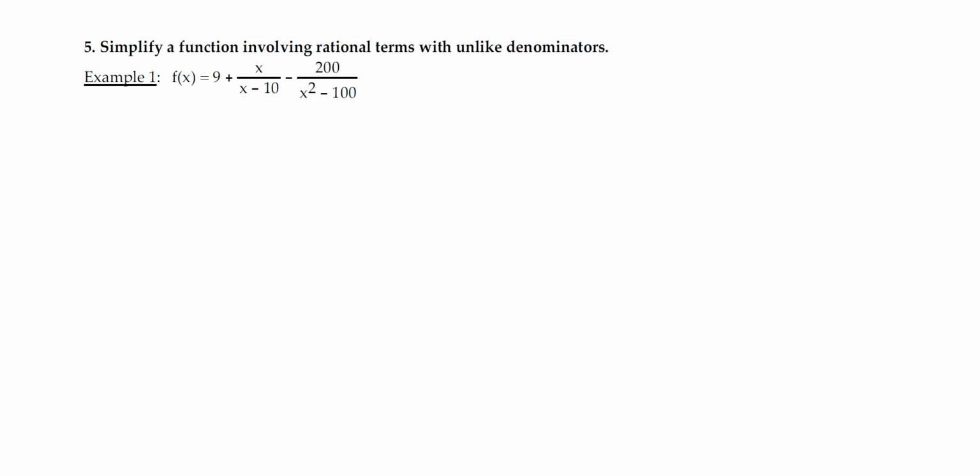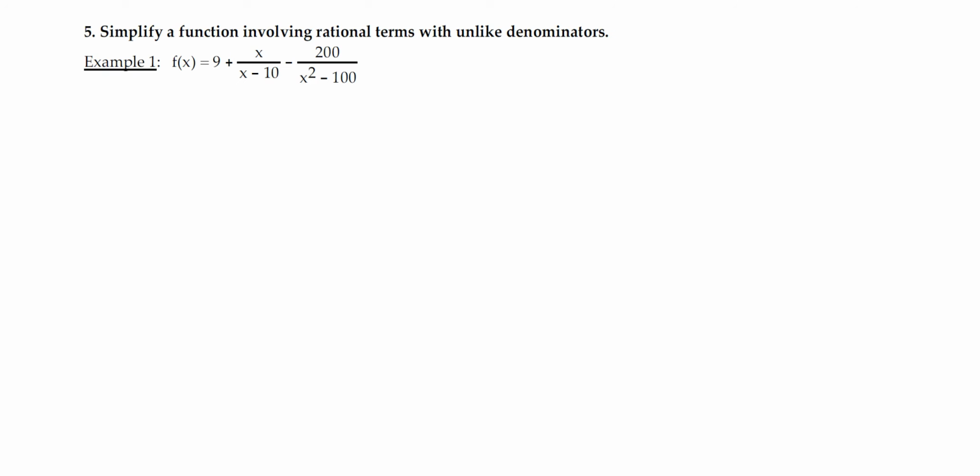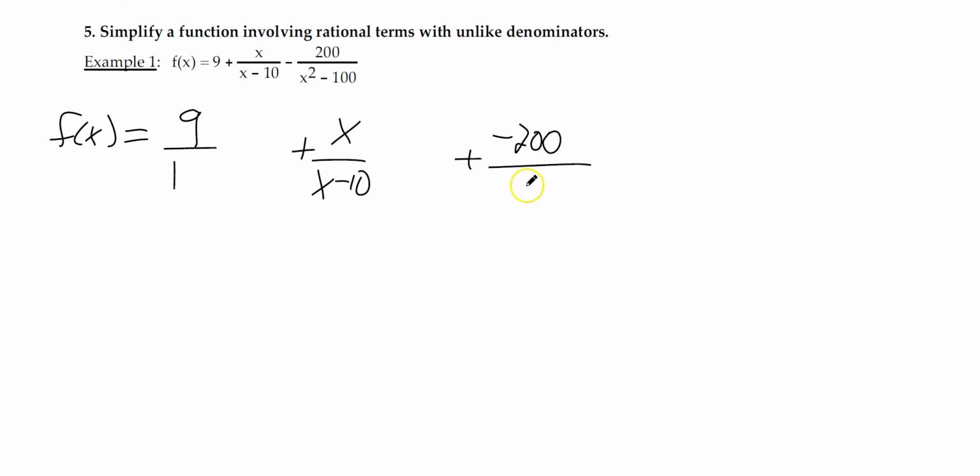Okay, the fifth objective of this second lesson of Module 5. So this function has unlike denominators, and we're trying to add and subtract it to simplify. So the first thing we need to do, I'm going to put this 9 over 1. I'll give myself a little space to work this time. I'm going to do the minus 200 on top. Don't know if I need it yet. This denominator factors. All right. So that gives us our common denominators.